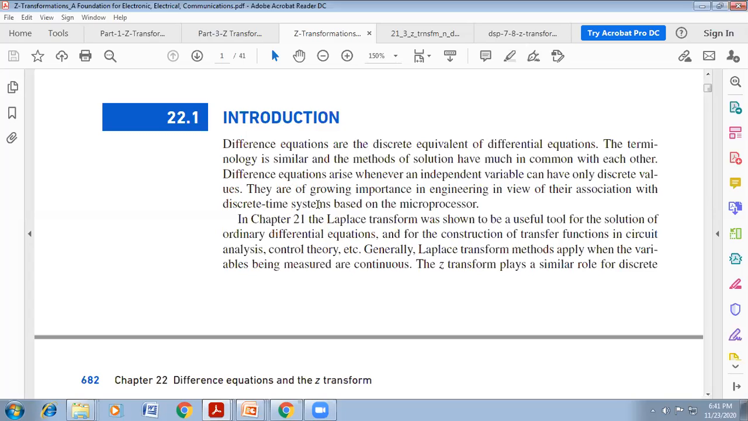They are of growing importance in engineering. Actually, in your areas, it has a vast application. They are growing in importance in engineering in view of their association with discrete time systems. Discrete time system means you must know time will be the independent variable, and that means the dependent variable will depend on time. This is why these are discrete time values, and the range will be discrete.